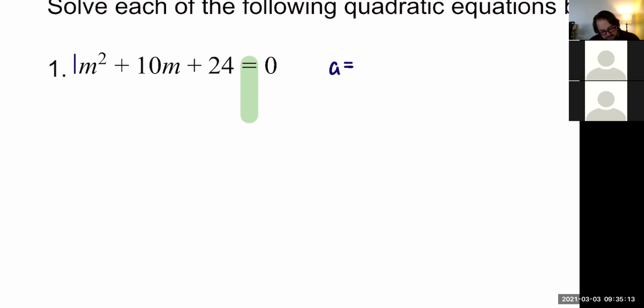What's my A? 1. Close, just the coefficient, which is 1. What's my B? 10. Is the 10. And my C? 24. Is the 24. Good.